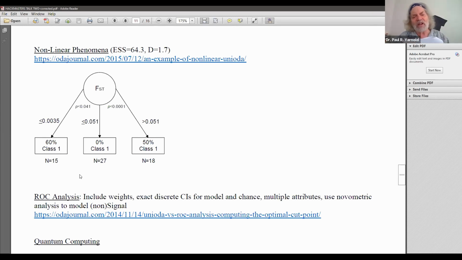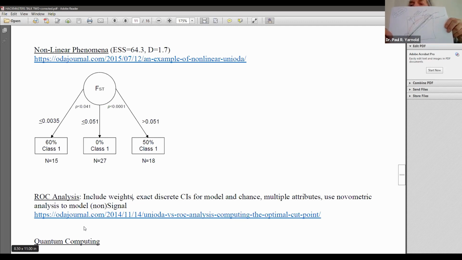So the next thing, ROC analysis, receiver operating characteristic, used in radar. Now, what you do with that is you use, it's like a UniODA. As a matter of fact, the most popular variation of figuring out area under the curve now, maximum area under the curve, is an ODA, a univariate ODA. But it doesn't allow weights. It doesn't give you exact discrete confidence intervals. Can you see this? Can you guys see this?